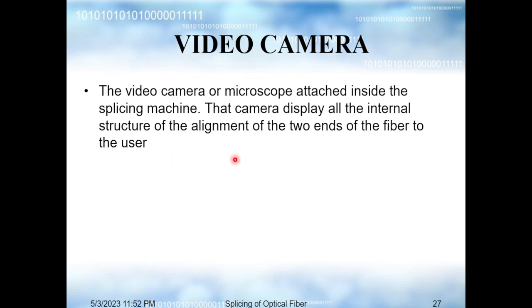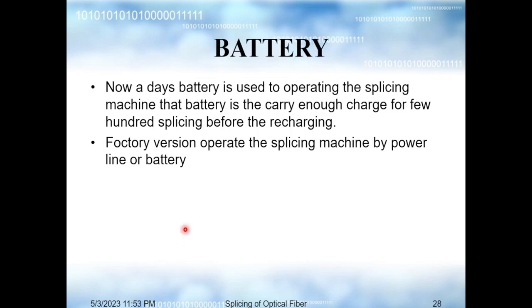Video camera. The video camera or microscope attached inside the splicing machine displays all the internal structure of the alignment of the two ends of the fiber to the user. In many cases, very high definition cameras are fixed in a splicing machine, and in some cases microscopes are fixed in a splicing machine, to show the high accuracy.